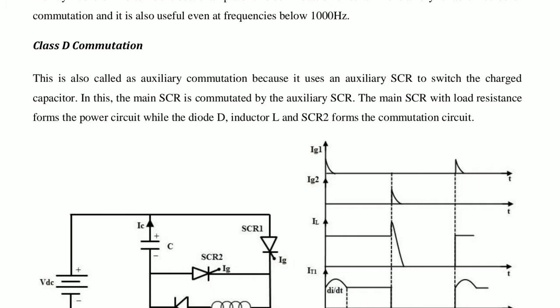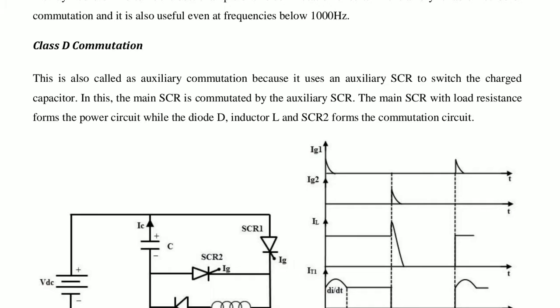Today we will discuss the commutation types of the SCR. As you all know, commutation means the turning off process of the SCR. Earlier we made one video which describes the force commutation types, that is class A commutation, class B commutation and class C commutation. So in this video we will discuss class D commutation, class E commutation and natural commutation. So basically there are two types of commutation.